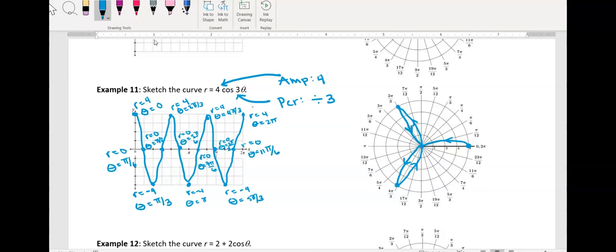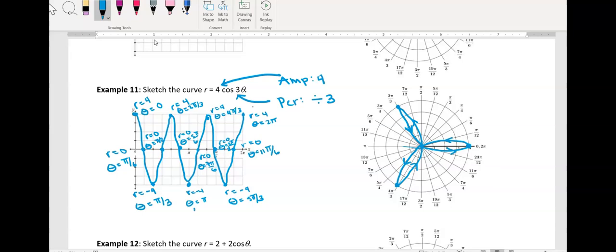And then after 5 pi over 6, it's going to be at the angle pi, which is right over here on the left. And then it's going to have a negative radius. So remember, it's on the opposite side. So this actually brings us back to where we started. So this is 3 lovely petals.